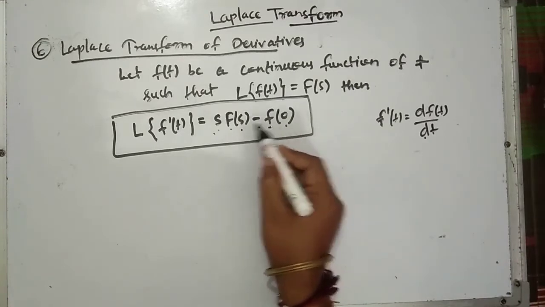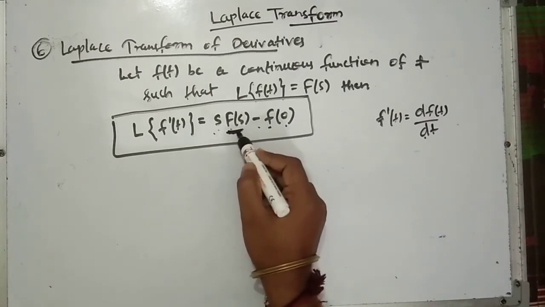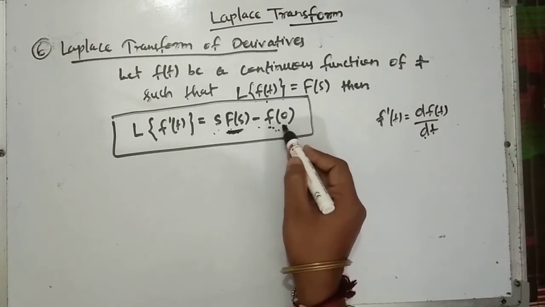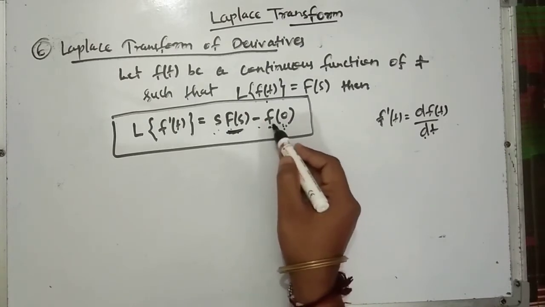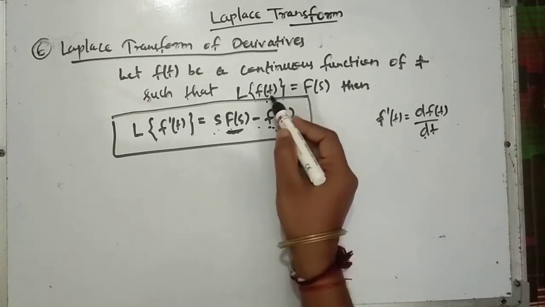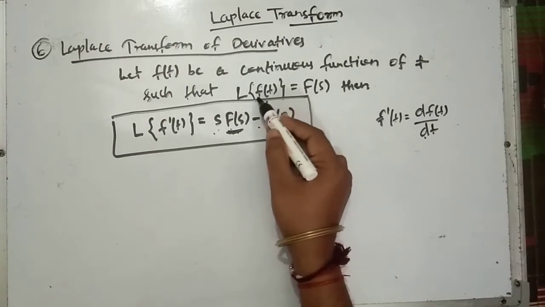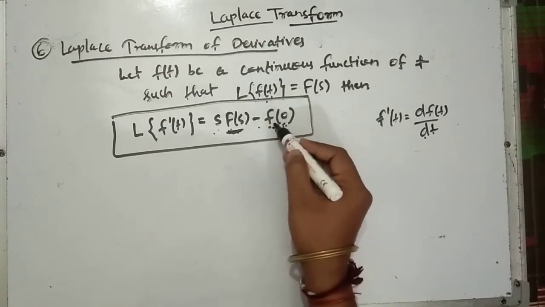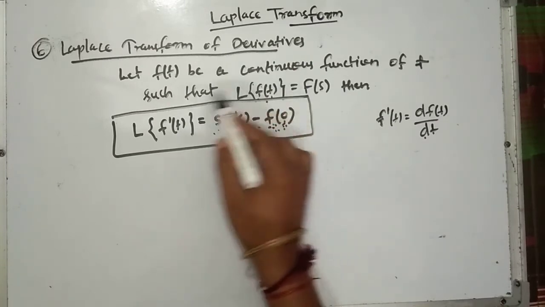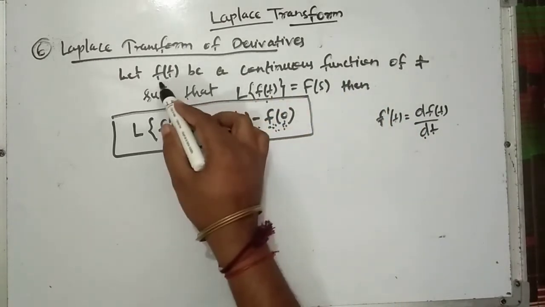Here F(s) is basically the Laplace transform of f(t). And what is this f(0)? f(0) is the value when we put t equal to 0 in the time domain signal or time domain function, that is the small f(t). So this f(0) comes by putting t equal to 0 in this f(t).